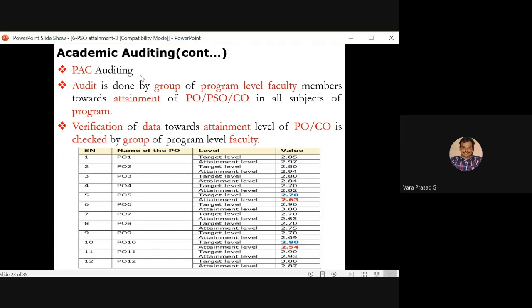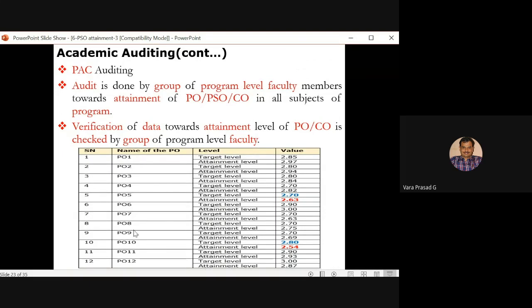They will do auditing on the program level. This auditing is done by a group of program-level faculty members toward the attainment of the POs, PSOs, and COs. They will take all the subjects under the particular program and audit the CO and PSO attainment.